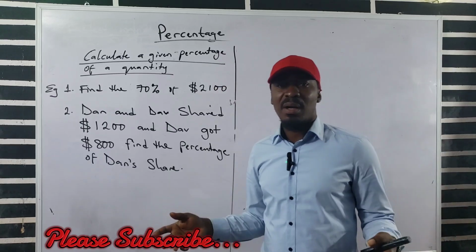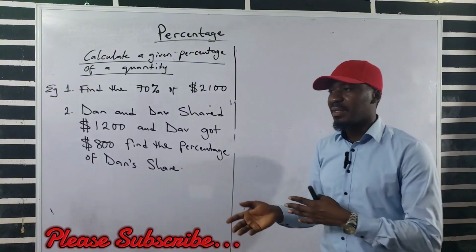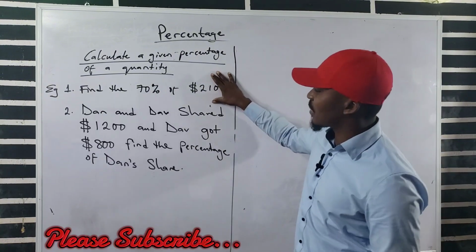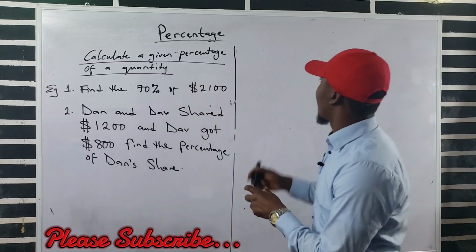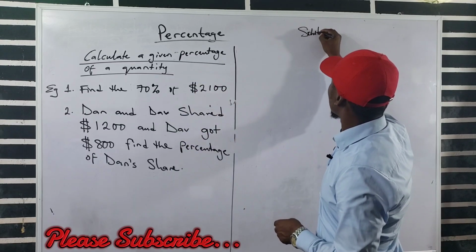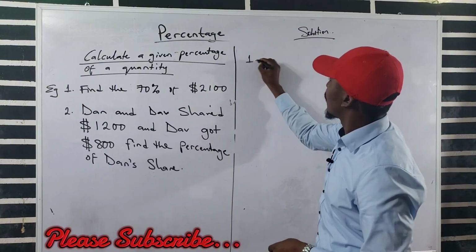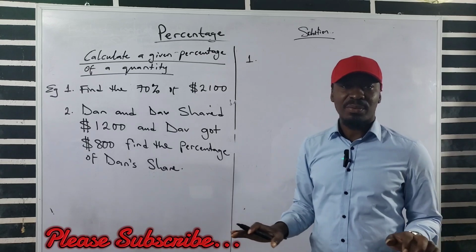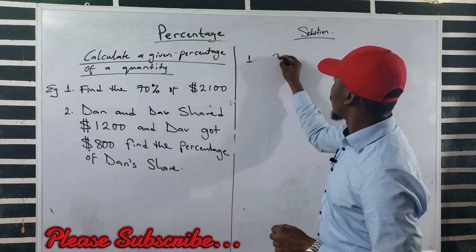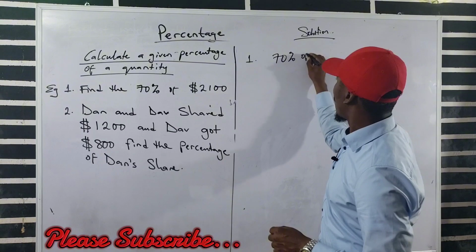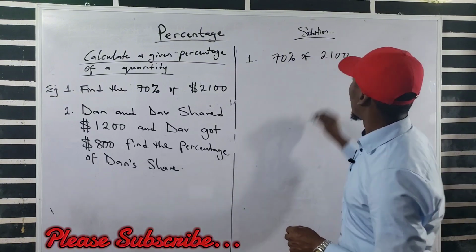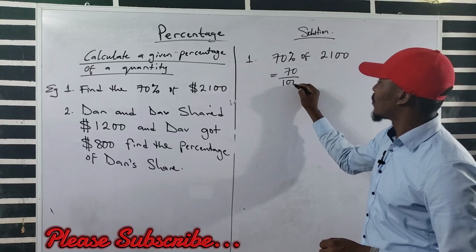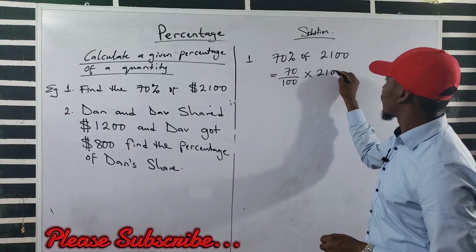Find the 20% of a particular value. Okay, so what are you going to do? This one is a little bit more straightforward than this, but let's solve this one first. So let's come here and have our solution. So in number one, to find the percentage of a certain amount is very simple. Okay, so all we need to do is to say 70% of 2,100. So 70% simply means 70 over 100, then times 2,100.